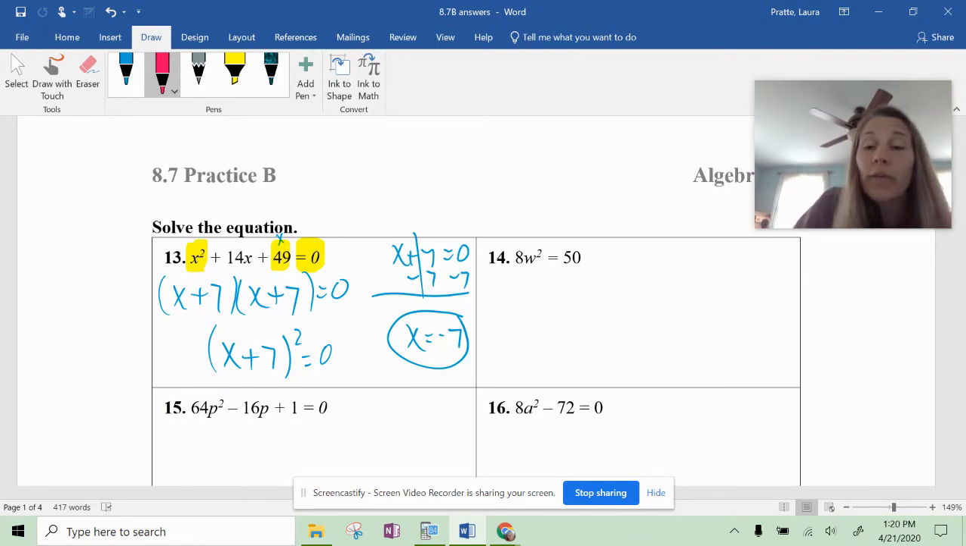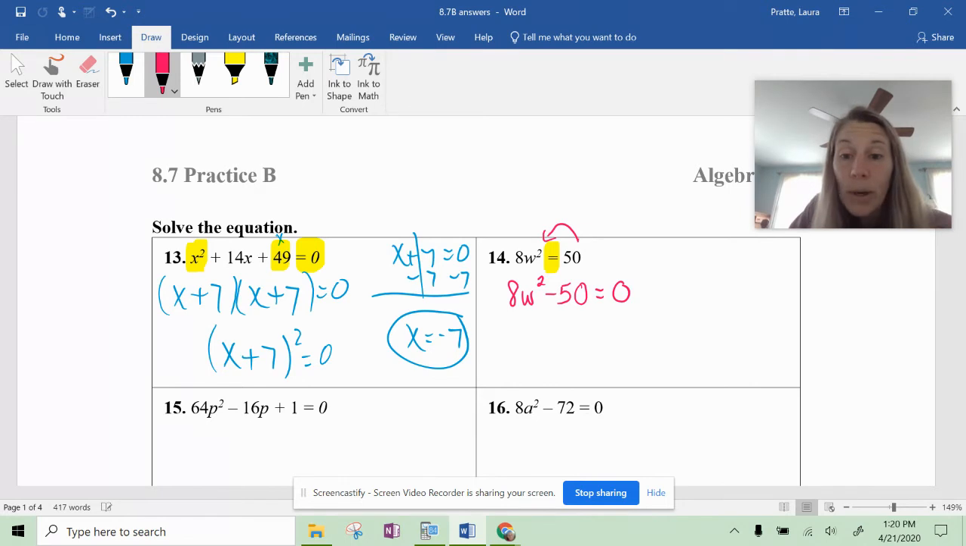Okay, so now for number 14, the equal sign right now is in the middle of the problem, and that's not really going to work for us. So the first thing we want to do is bring that 50 over. And because it's currently a positive, we're going to subtract it over. And now our problem equals 0. Okay, once you get your 0 all by itself, you want to check for that GCF. So here, 8 and 50 are both divisible by, let's see, 2.